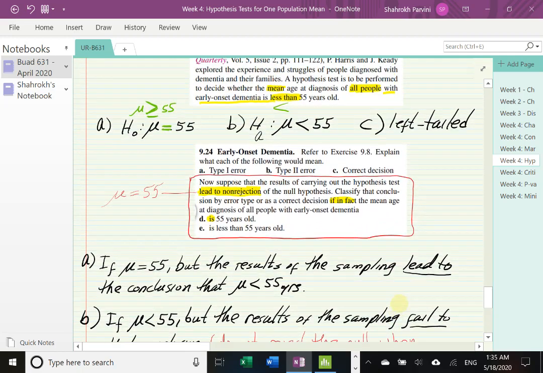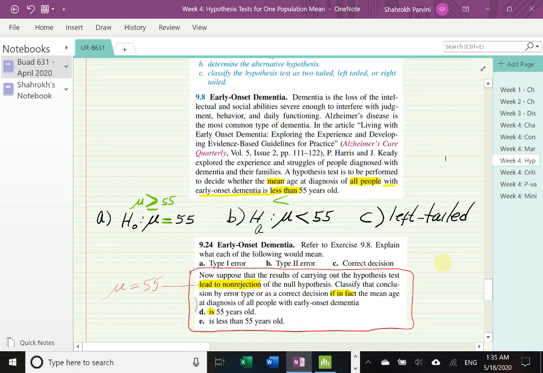In part D now, let me go back up here. So I have it boxed in for you. The question reads, now suppose the result of carrying out the hypothesis test led to non-rejection. Led to non-rejection means, okay, the average age at the early onset is 55 years. Suppose this is what the researchers came out with. See, the result of carrying out the hypothesis led to that conclusion. Classify the conclusion now by error type or as correct decision.